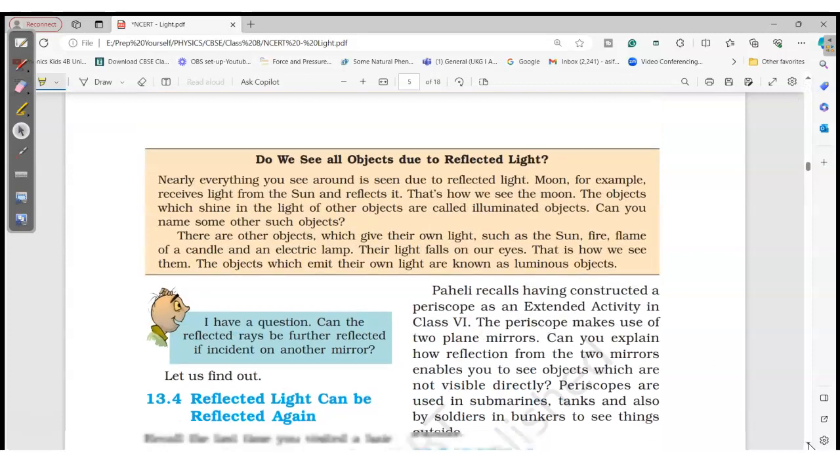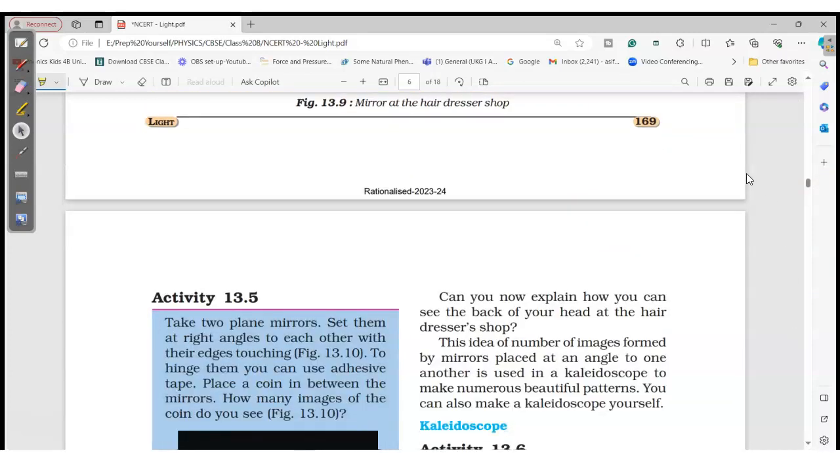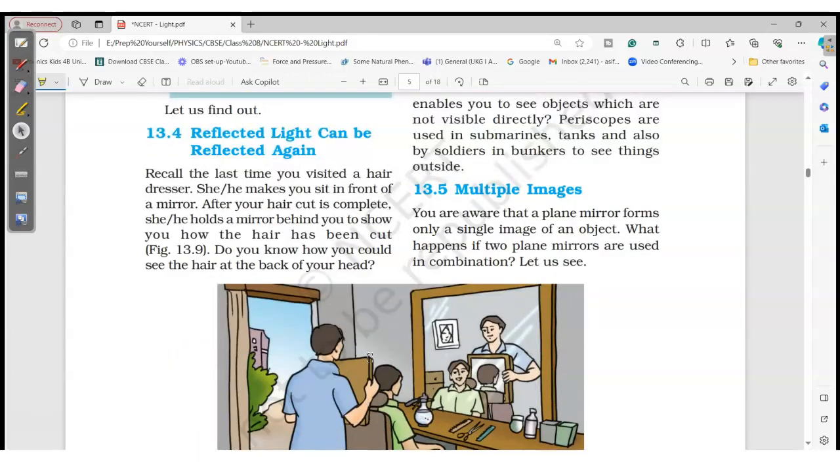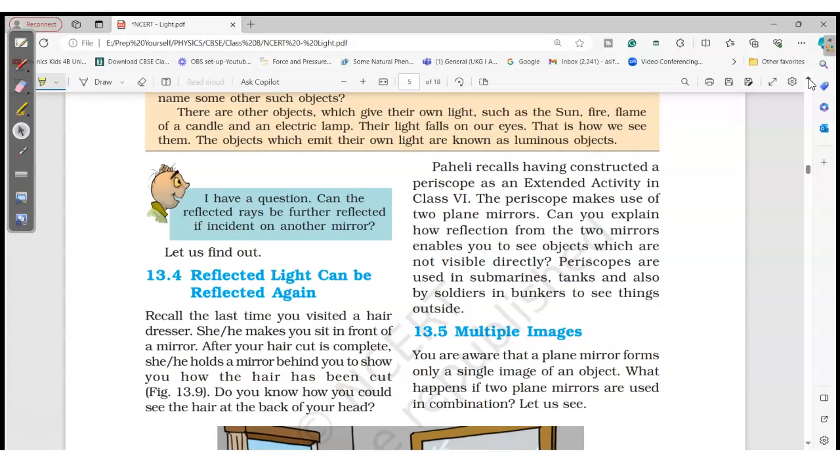So, what happens after that? Can you explain how you can see the back of your head at the hairdresser's shop? It is because of two plane mirrors. See, this is one plane mirror and this is another plane mirror. So you see there are two plane mirrors and there is reflection occurring. Because of this reflection, multiple images are being formed. Of a single object, there can be multiple images. The same we can implement in periscopes too.